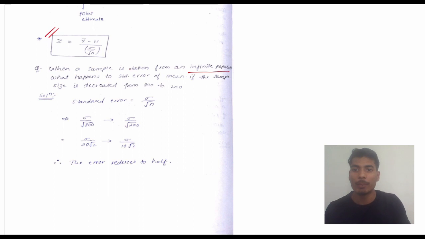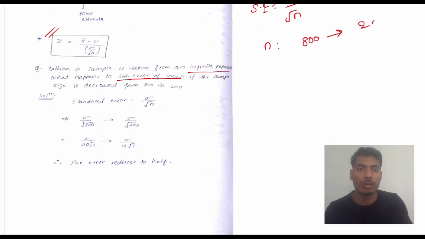Okay, when a sample is taken from an infinity population, what happens to the standard error? They are talking about the standard error of mean. If the sample size is decreased from 800 to 200, see, they are talking about standard error. Standard error formula is sigma by root n. Now n is first 800, then it is decreased to 200, and they are asking what happens to the standard error.